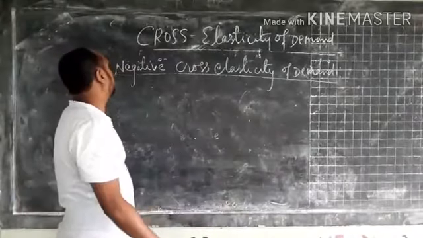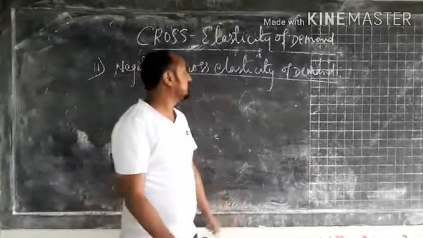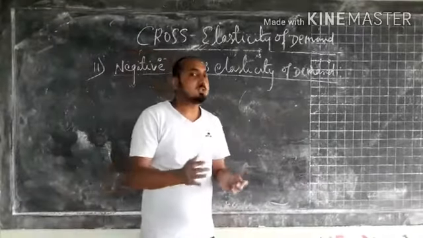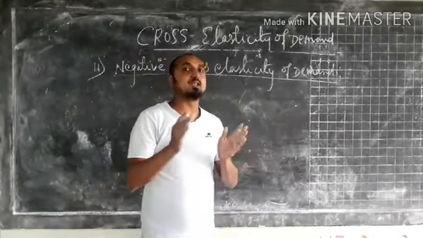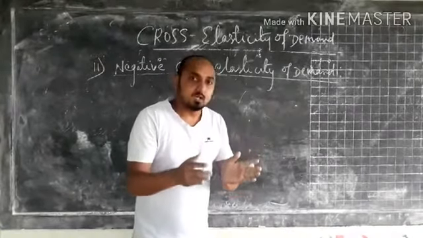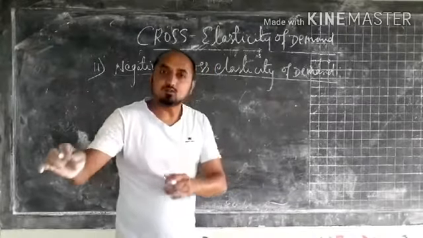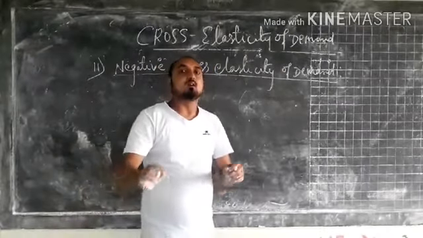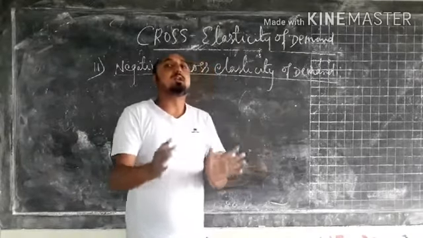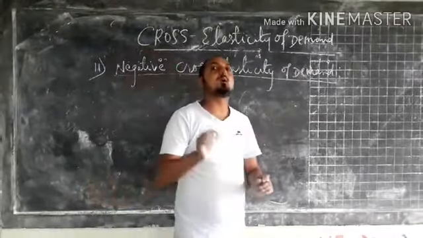The second type of cross elasticity of demand is negative cross elasticity of demand. Cross elasticity of demand is said to be negative when an increase in the price of one commodity leads to a fall in demand for the other commodity. Then that concept is called negative cross elasticity of demand. And this happens in the case of complementary goods.